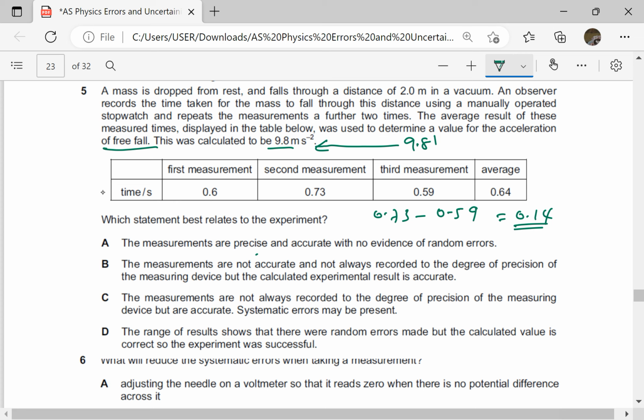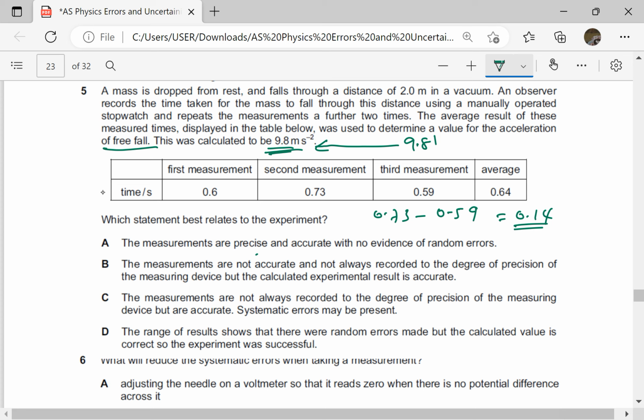They may not be considered to be very precise, but at least they are accurate, because they give almost the same value of g, so we can consider them as being accurate. This was calculated to be 9.81.